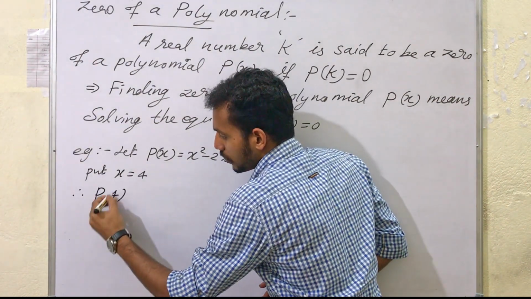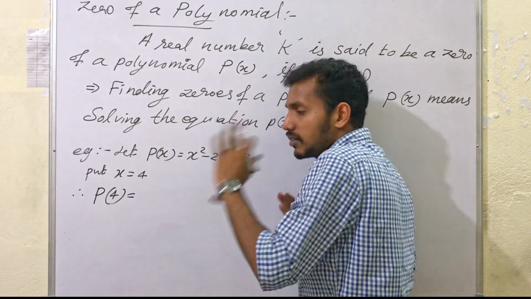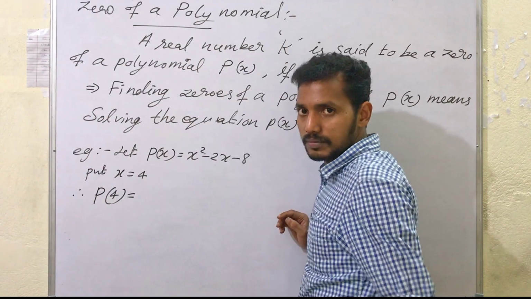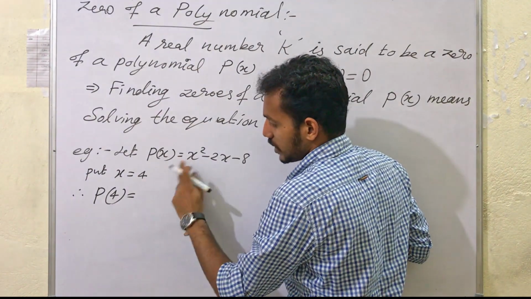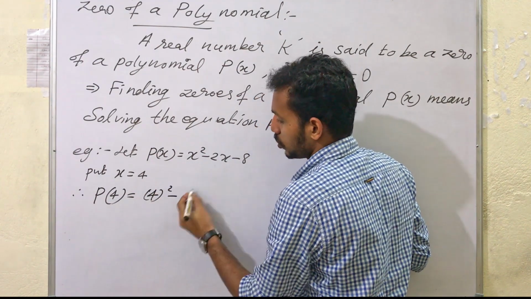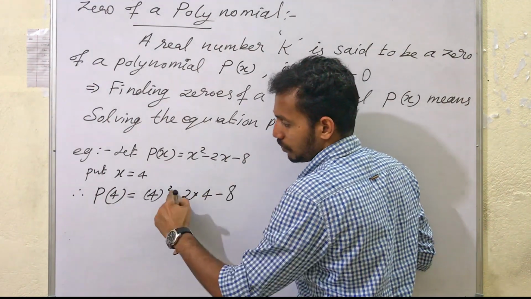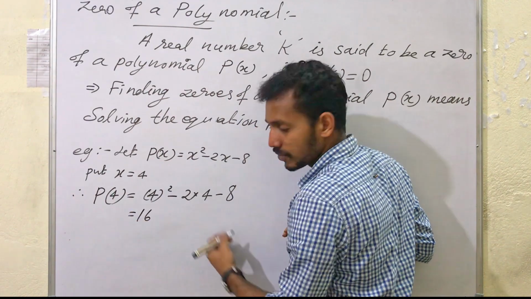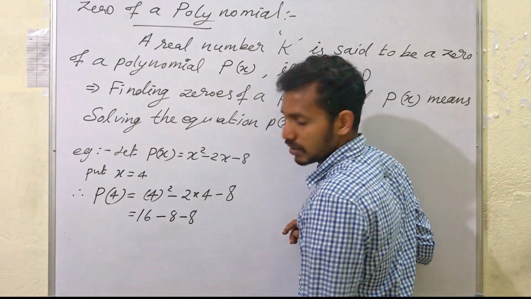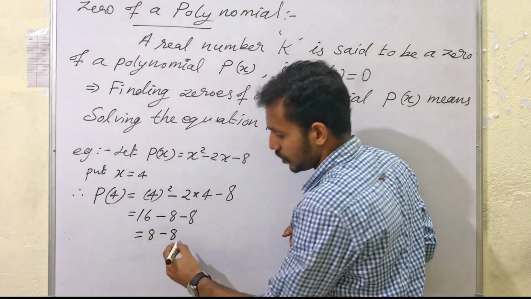Therefore, p of 4 we are going to find. Instead of x, we assign a value 4. Then it will become p of 4, which is equal to 4 square minus 2 into 4 minus 8. 4 square is 16 minus 2 into 4 is 8 minus 8. 16 minus 8 is equal to 8 minus 8, which is equal to 0.